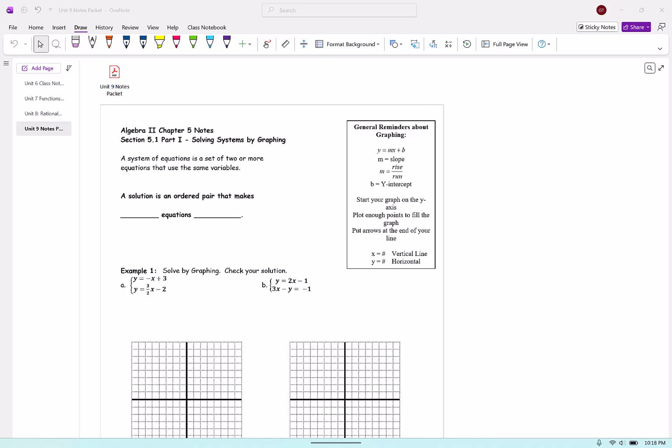Today it's just going to be remembering how to graph lines, then putting a couple of lines on each graph and seeing where they might intersect. That's the goal of today.